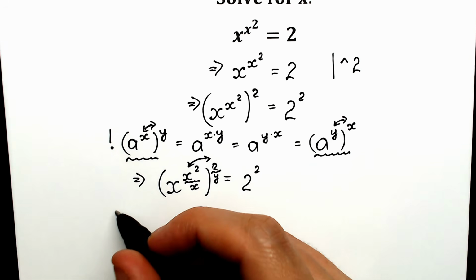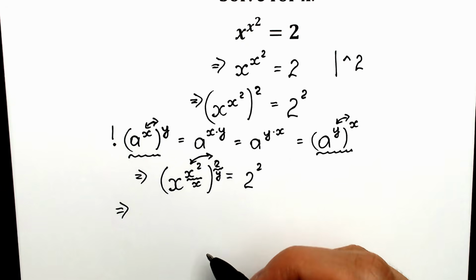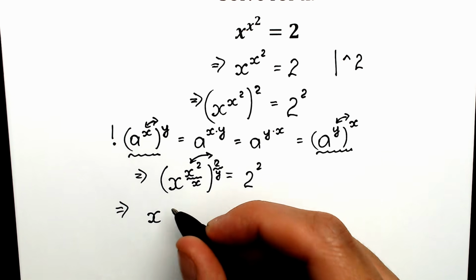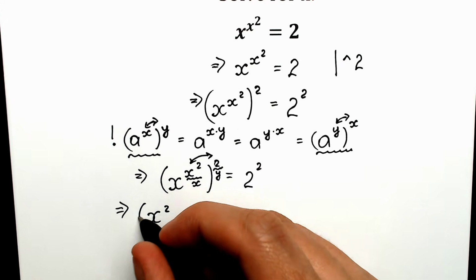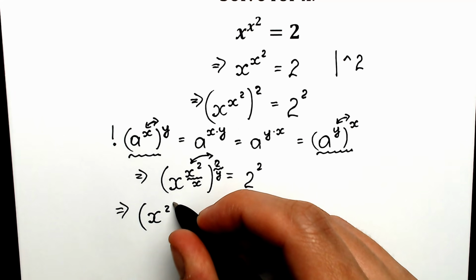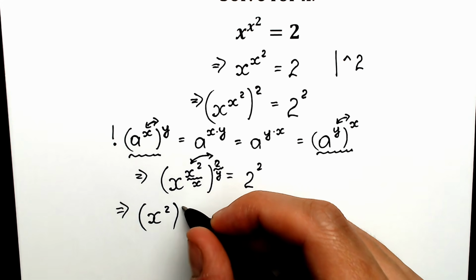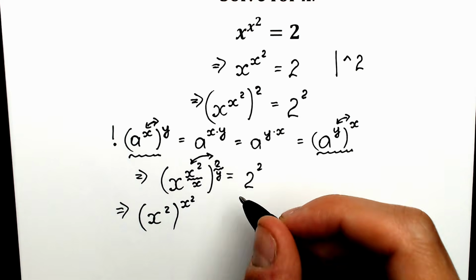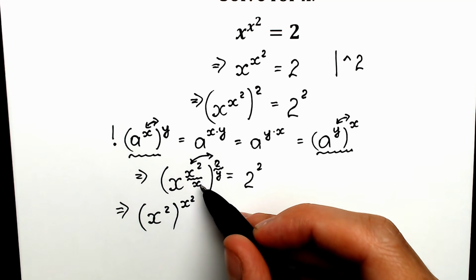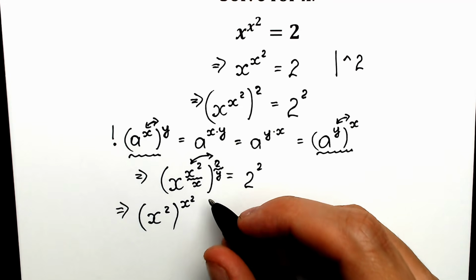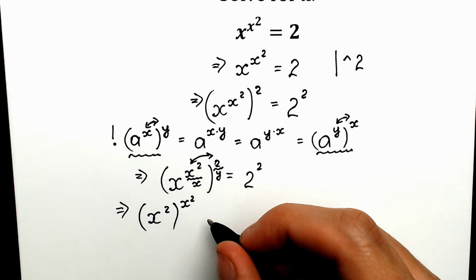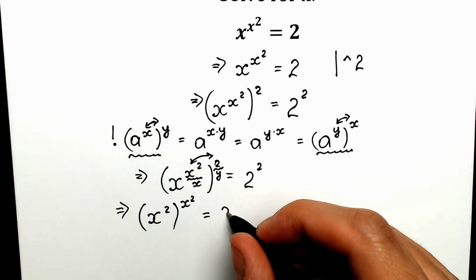So let's look closely. How can we write it? We can write it as x to the power 2 inside parentheses, and this one we can write outside. So x squared to the power x squared. Maybe it's easier for us to work with a and b, not x and y, because we have x right here, but I hope you understand what I mean. Equal to 2 square.